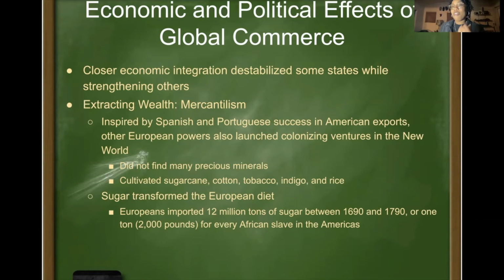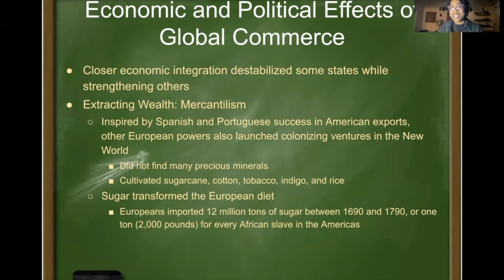But unfortunately, they're not really going to find too many precious metals, because what small precious metals actually are in the New World have already been snatched up by the Spanish and Portuguese settlers. But we are going to see cultivation now of sugarcane, cotton, tobacco, indigo, rice, all of those cash crops that are going to be really, really needed in Europe. So the New World is going to be used as a breeding ground for all European goods, all the things that they're going to want and need. They're going to grow those in the New World and then transport them over into Europe.